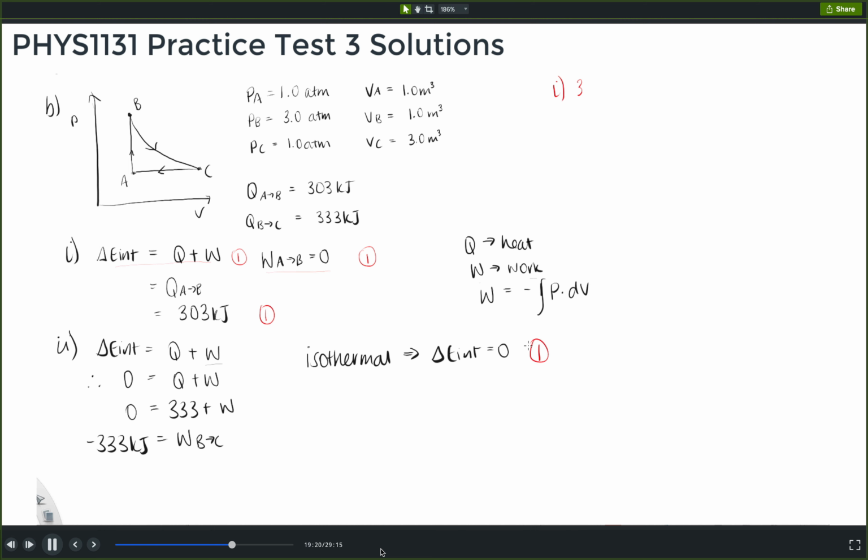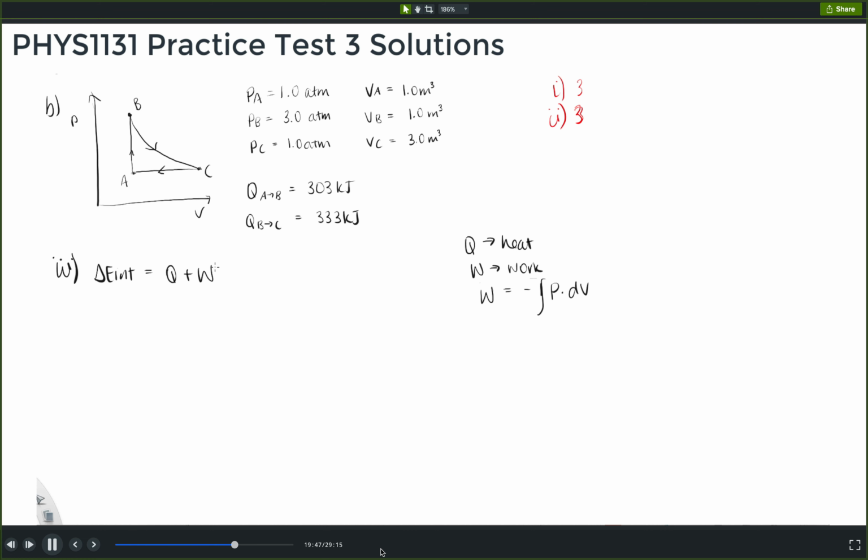For this question, if you correctly identified that the change in internal energy will be 0 because the process is isothermal, you get a mark for that. If you got the negative sign here, there's a mark for that. And if you got the correct value, there's a mark for that. So part 2I, you get 3 marks. Part 3I is asking us about the heat entering the system as it goes from C to A.